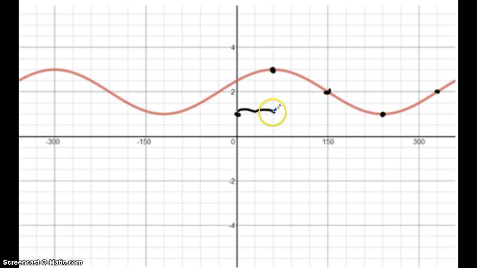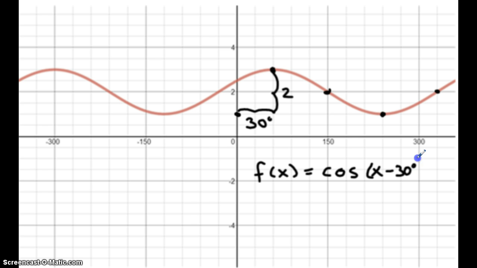And then it went up 1 and then 2 units on our vertical axis. So we've gone 30 degrees to the right and 2 units up. So our function would be f(x) = cos(x - 30 degrees) + 2.